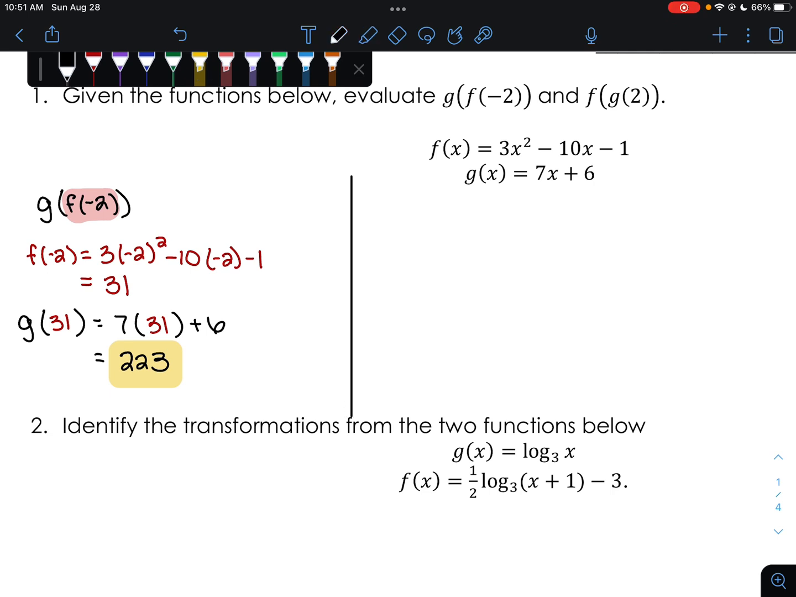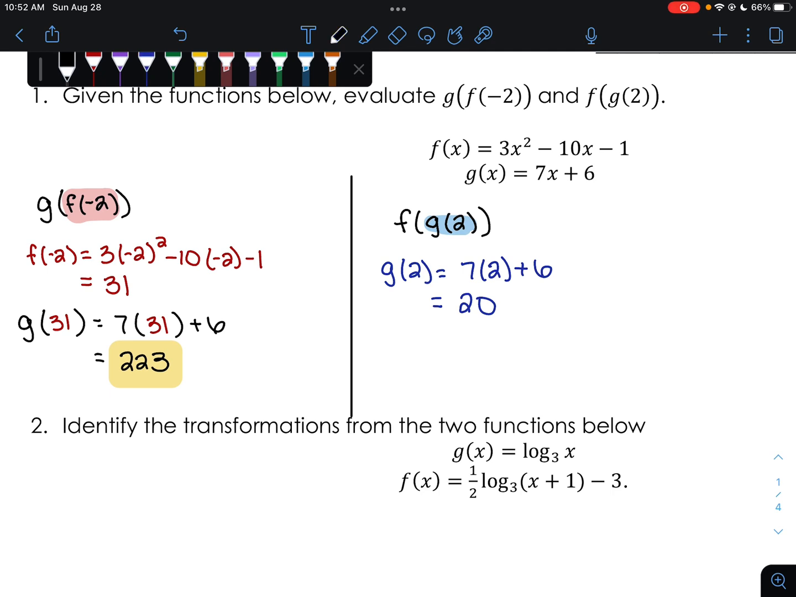Now, for the second one, we're going to do f of g of +2. So f of g of +2. You start from the inside, which means we're starting with g of 2. So g of 2 is equal to 7 times 2 plus 6. 7 times 2 plus 6 can be typed into the calculator. That would give you 20.